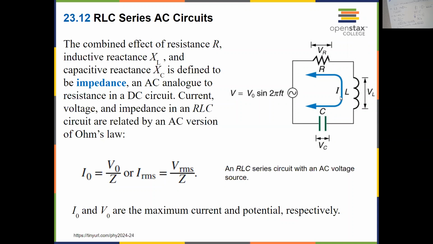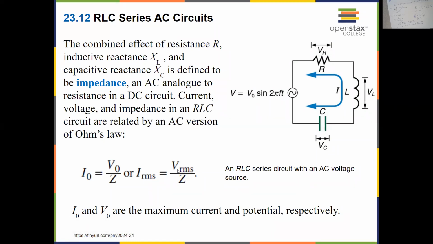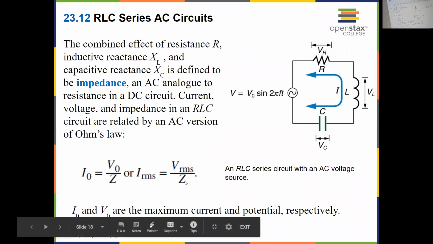So if you have V as the peak value, expressed as V naught, the maximum value, then the current should be equal to V0 divided by Z, where Z is the impedance of the circuit. Or if you're looking for the RMS current, it is equal to the RMS voltage divided by the impedance Z.